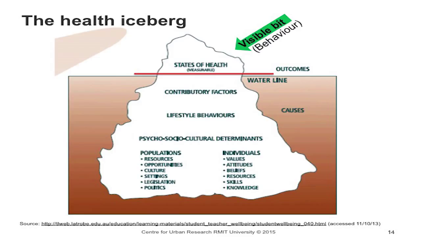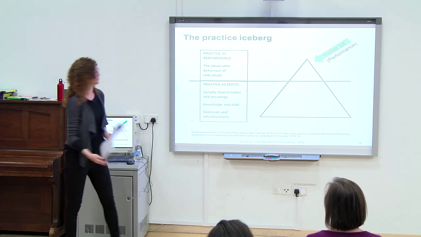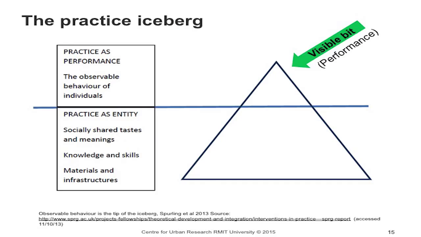We don't always see all of this stuff underneath. Well, similarly, there is also the practice iceberg, which explains the distinction between the performance and the entity. So practices, or you might want to think of them as behaviours for the moment, are the visible bit at the tip, what we can see, and all the elements that make up the practice are submerged beneath the waterline where we generally can't see them.